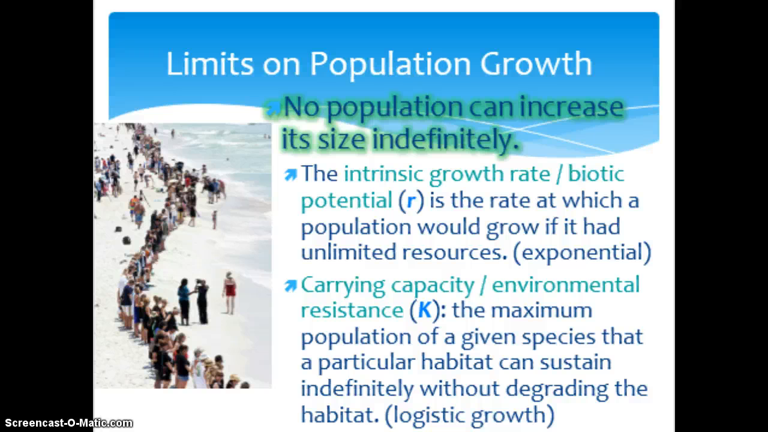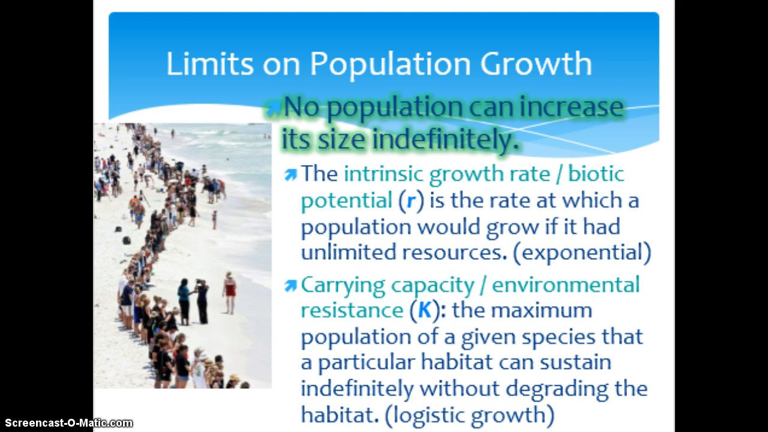And no population can just keep growing forever. So we have two different variables that we're going to look at here. R, which we've introduced you to already, is the growth rate, or another term for it is biotic potential. Basically, how fast the population is going to grow if it has unlimited resources. So this is known as exponential growth. They're all kind of the same thing: biotic potential, R, exponential growth, growth rate.